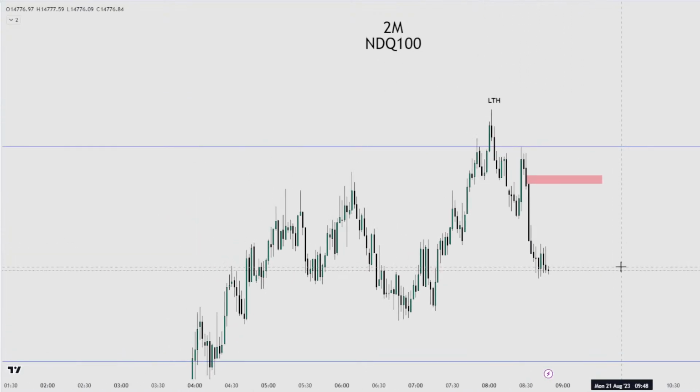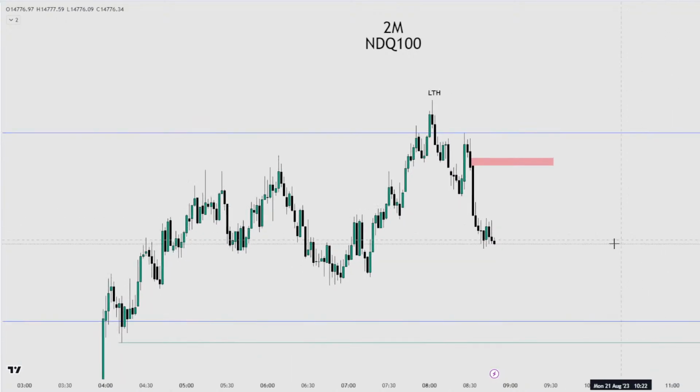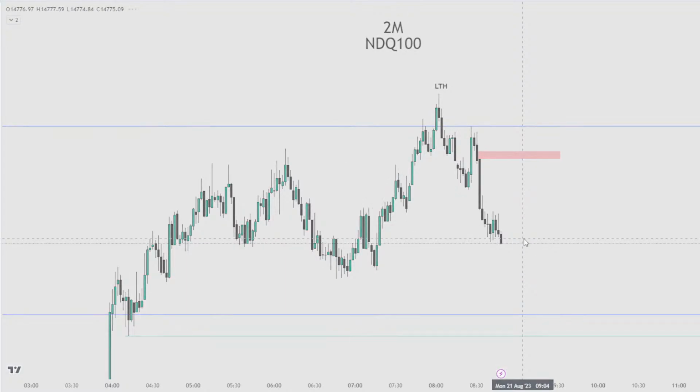Yeah, I mean, this looks decent. Looking like it's going lower, that's good. If we see displacement on the 1 minute, 2 minute, or 3 minute, that's gonna be really nice.